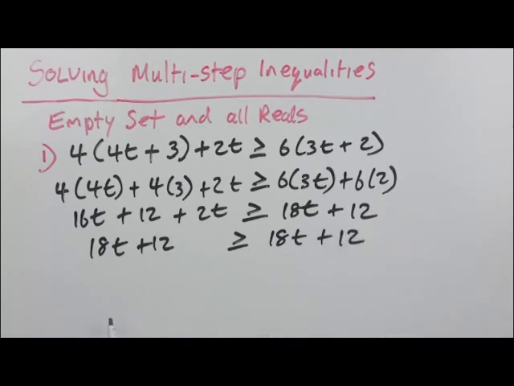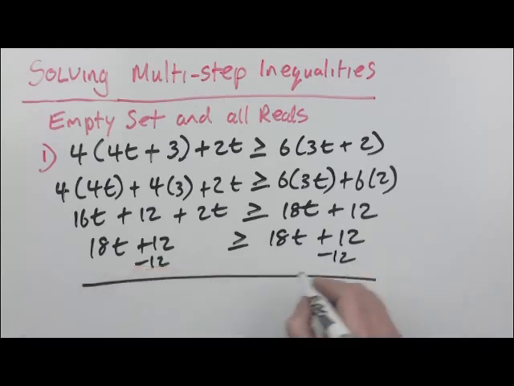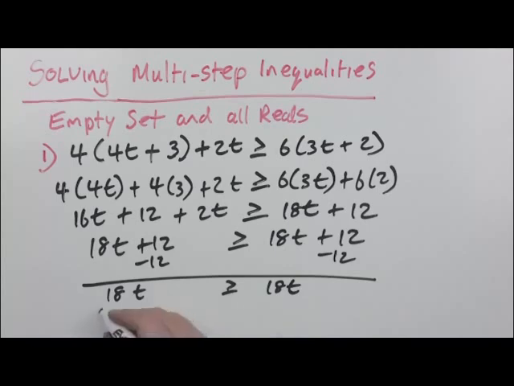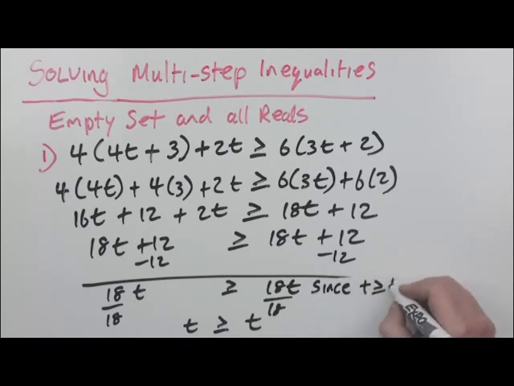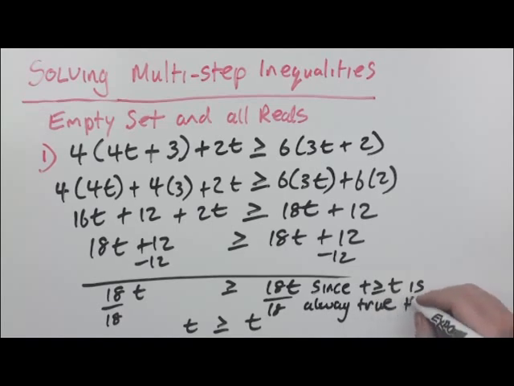Wow, these look very much the same. Let's subtract the constant here. Oh, I'm just left with 18t is greater than or equal to 18t. Let's divide by the coefficient 18 on both sides, and I get t is greater than or equal to t. Well, since t is greater than or equal to t is always true, the answer is all reals. All real numbers would make this inequality true.